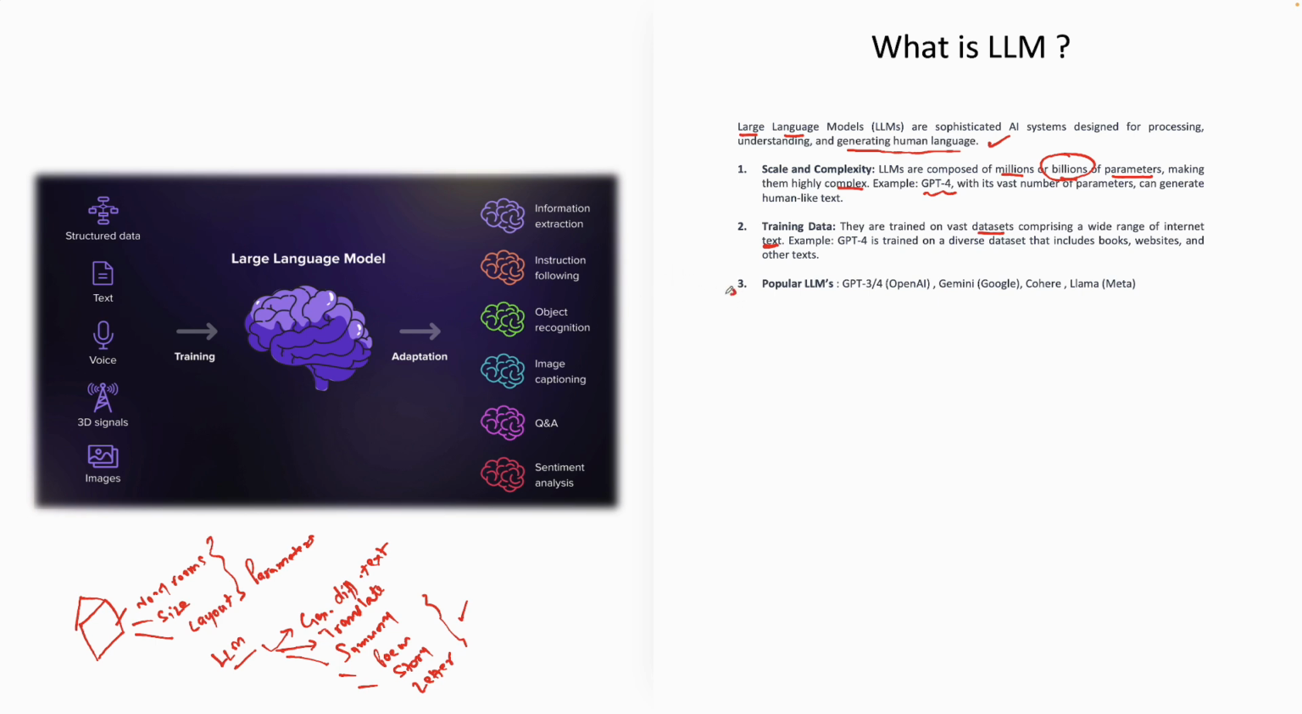Now, very important, you can be asked which are the popular LLMs. This list will keep on growing, but mainly I will keep OpenAI. From OpenAI, you have GPT-3, GPT-4. Google came up with Bard, which was not very successful, and now they've come up with Gemini. Gemini is really becoming popular.